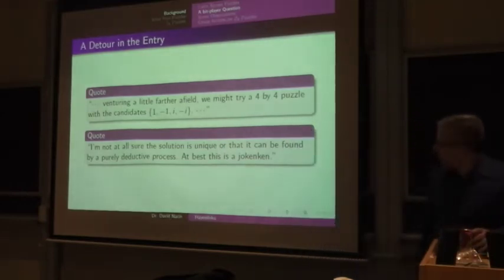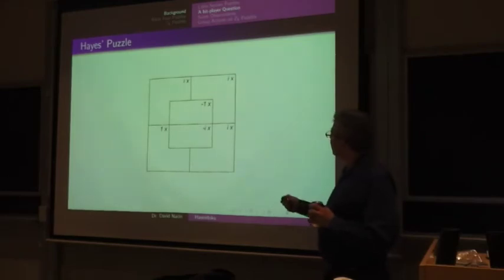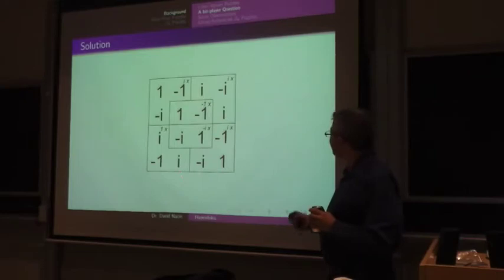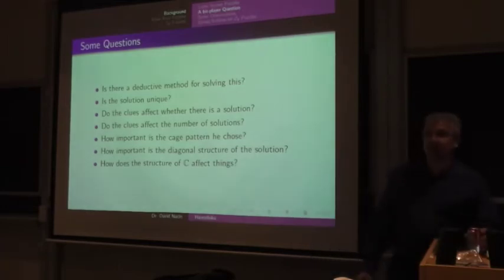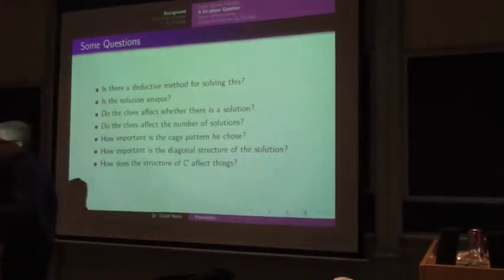I got interested in this because of that. This was the puzzle that was given. You can see he's got i, minus i, 1, and minus 1. This is what it looked like. And this is a solution, so you can tell by the fact that I'm giving you the solution 5 minutes in that this is not the point of my talk. But there's a whole bunch of questions that immediately come up. He said he didn't know whether there was a deductive process for finding this solution.